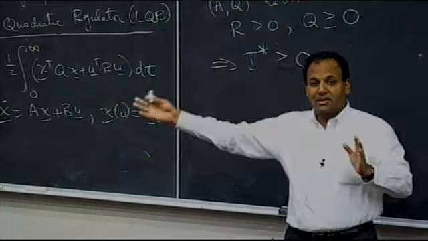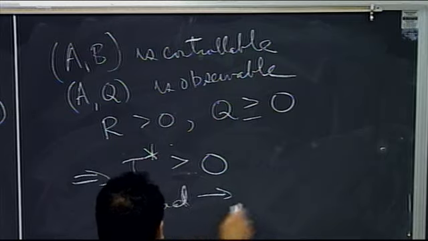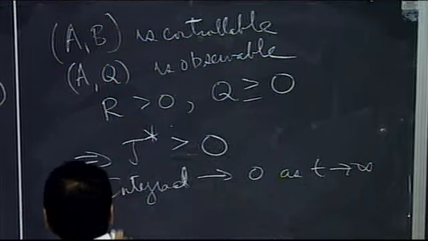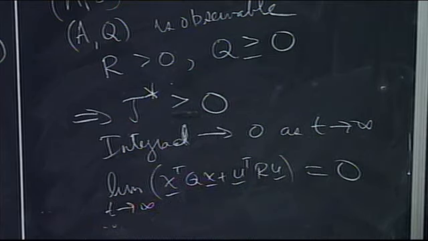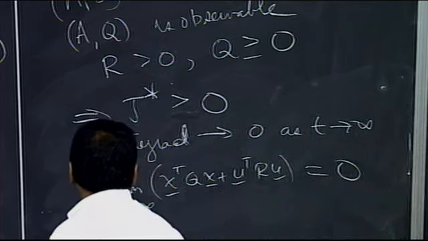So it's required that the integrand has to go to 0 as t approaches infinity, right? So what that says is that the limit as t approaches infinity of x transpose Qx plus u transpose Ru has to go to 0. But because Q is positive semi-definite and R is positive definite, it actually puts an even stricter restriction on it than that, which is that each of those terms has to actually go to 0 separately because of these assumptions that I've made. And so what we get is this.